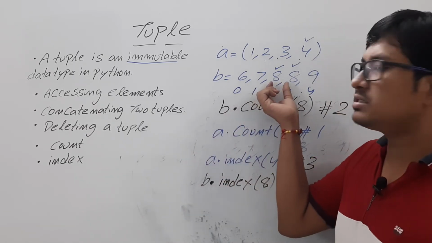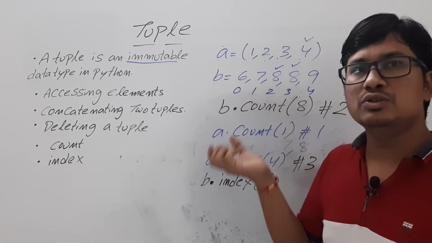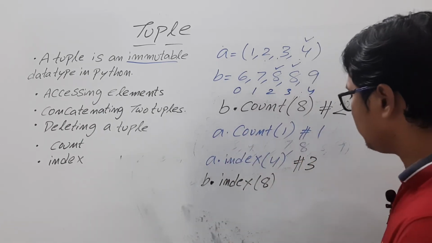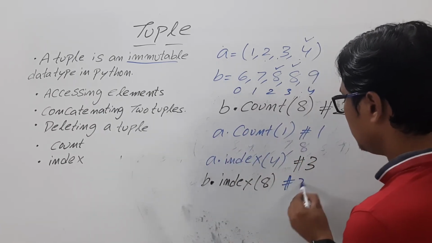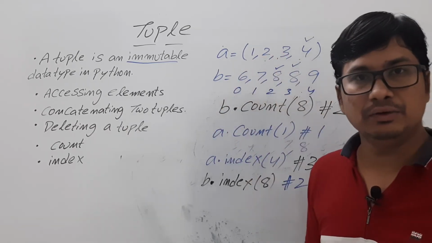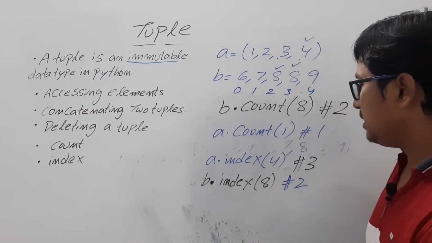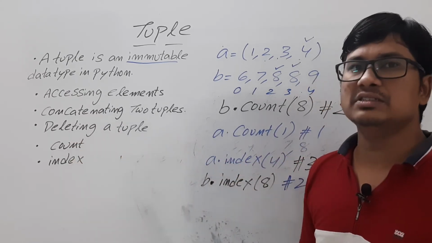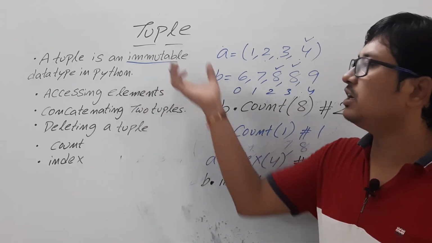Because you can say that 8 is there at both the places, so it should give the index as 2 comma 3. But it will give only the index as 2. The first time the 8 appears, only that index it will give for you. Is it clear? So this is the way you can use the count and index methods in the tuple. I hope it is clear for you.